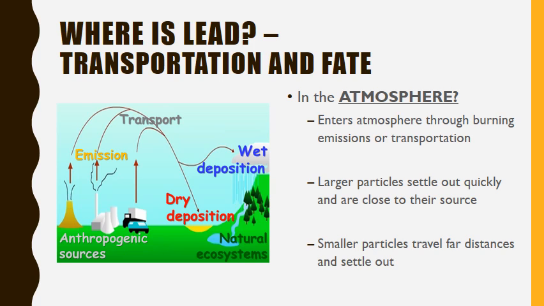So when these particles of lead go up into the air, large particles tend to settle very quickly and are often very close to their original source. Smaller particles can travel far distances and settle out. A majority of lead particles are found within 10 kilometers of their original source. They can fall out of the sky through wet or dry deposition, but again, the closer they are to their source is where they will be found.